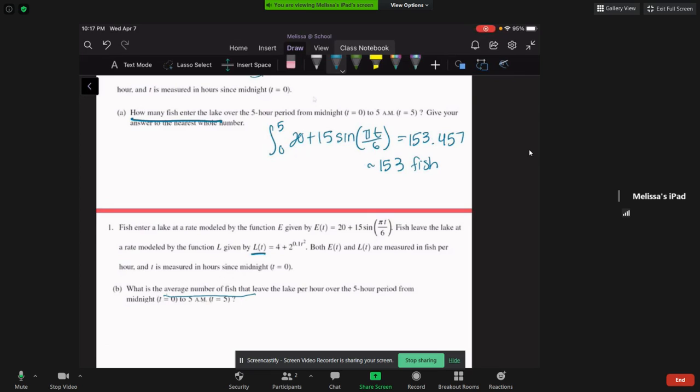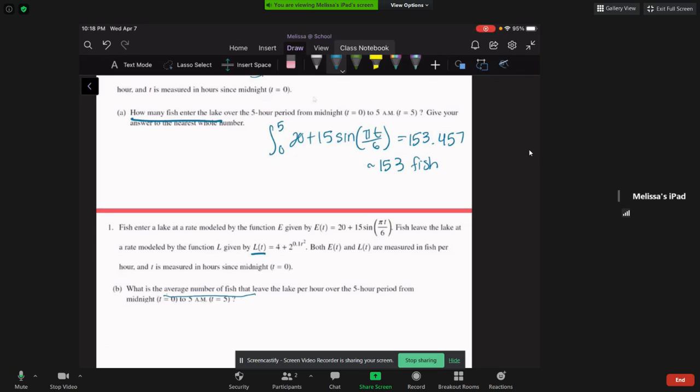And then for average, when we did the integral for the number of fish entering, we were able to get the total number of fish in that period, which is 153. If we're talking about the average number of fish that are leaving, we're still going to use that integral from 0 to 5, which will give us our total number of fish. But to find the average, I can take that number and divide it by 5. So we get the number of fish that are leaving over the 5-hour period per hour.